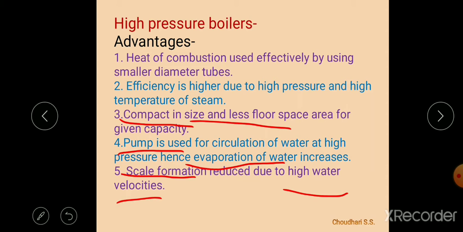These are the features. So high pressure boilers are used in power plants, with pressure greater than 80 bar, suppose 160 bar, 180 bar, as such pressures are used.